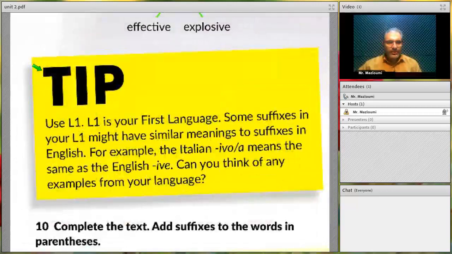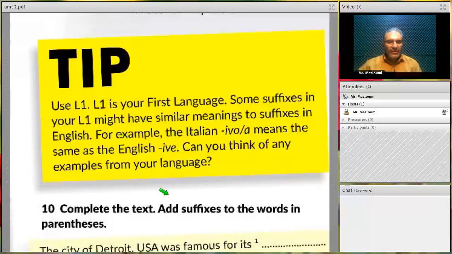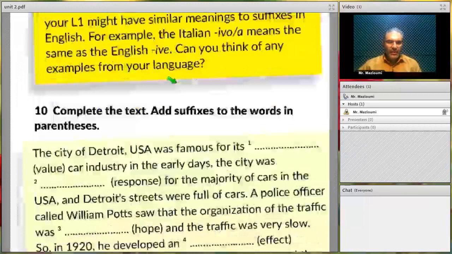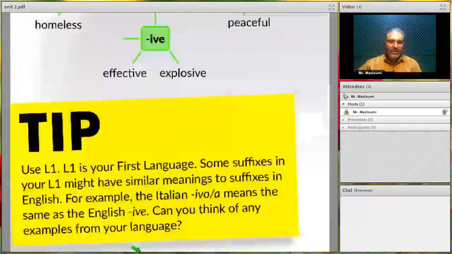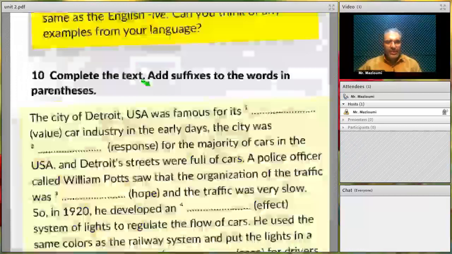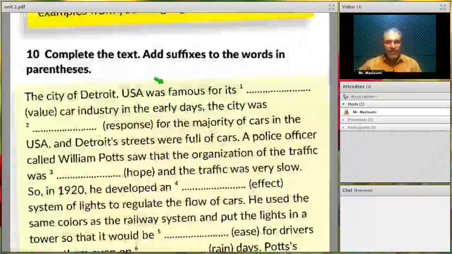There's a tip here. Use L1. What is L1? L1 is your first language, mother tongue, Turkish for us. Some suffixes in your L1 might have similar meanings to suffixes in English. For example, the Italian IVO or E means the same as the English EV. Can you think of any examples from your language? So if you're interested, you can translate the words into your L1, your mother tongue.